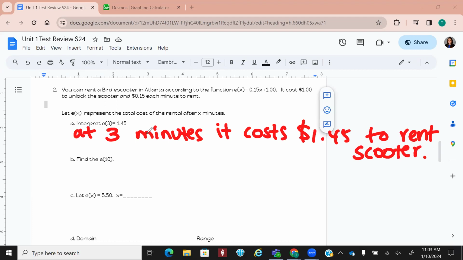Okay. So the number that's inside of here, we said X is minutes. That's how I knew that it was at 3 minutes. And then it tells me that E of X represents the total cost.